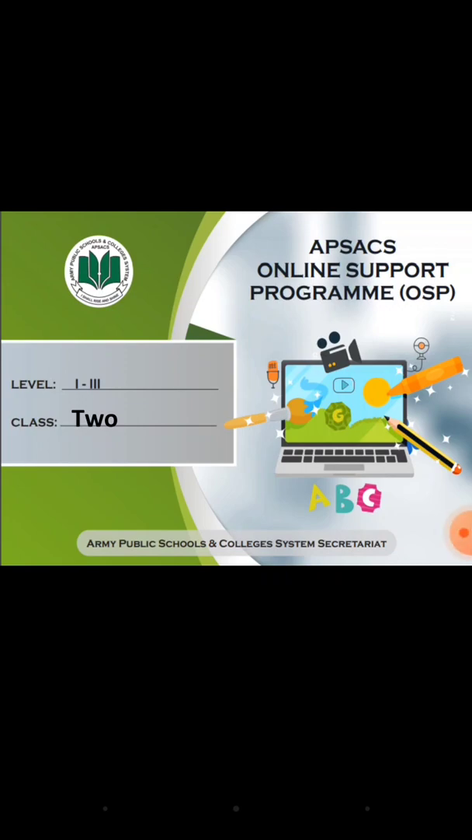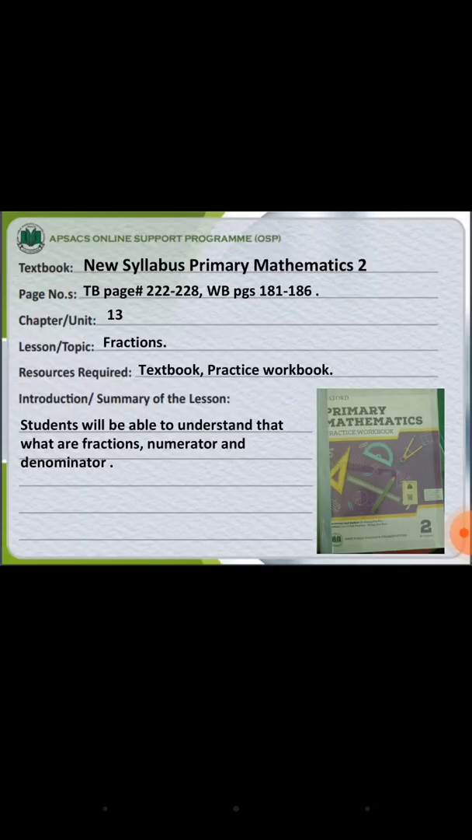I'm Zunaira Javed from Army Public School and Colleges, Rahim Yar Khan, Kent. Today we have mathematics class for grade 2. Our today's topic is fraction and we are going to learn from textbook page number 222 to 228 and workbook pages are 181 to 186. Summary of the lesson is students will be able to understand what are fractions, numerators and denominator.